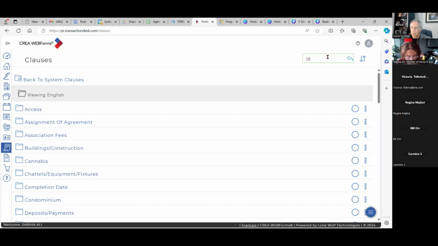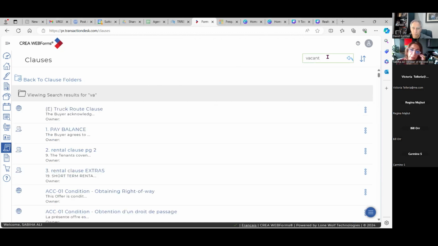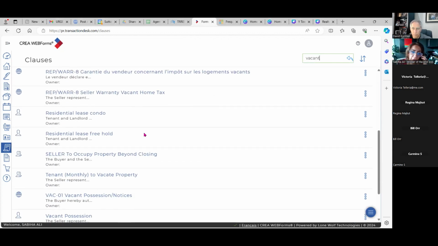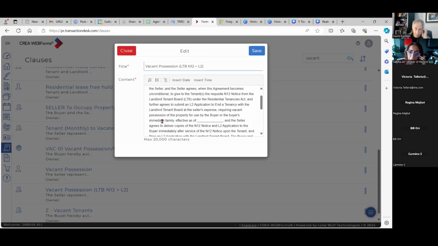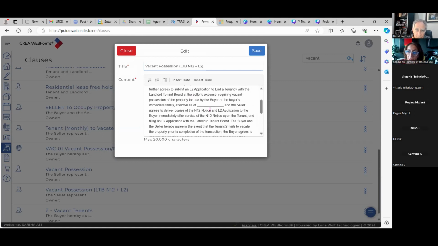Yeah, and that actually is there in the vacant possession clauses that we have, guys. So you can use this clause here, and it already covers that if you are representing the buyer, you can put this in the agreement where the N12 is accompanied by the L2 application. Yeah, no, that's a great clause to use. Yeah. Good point. Thank you.